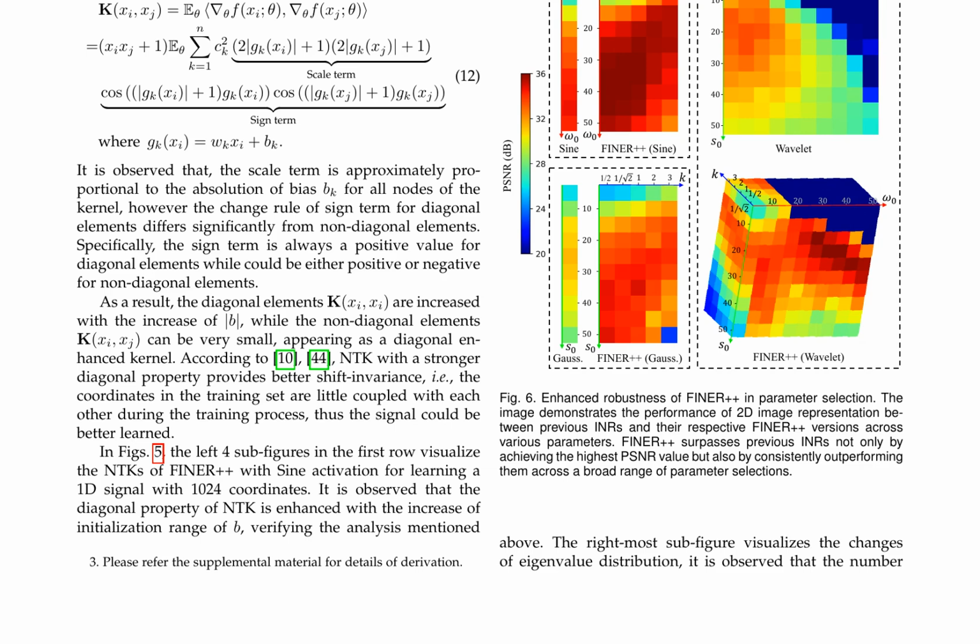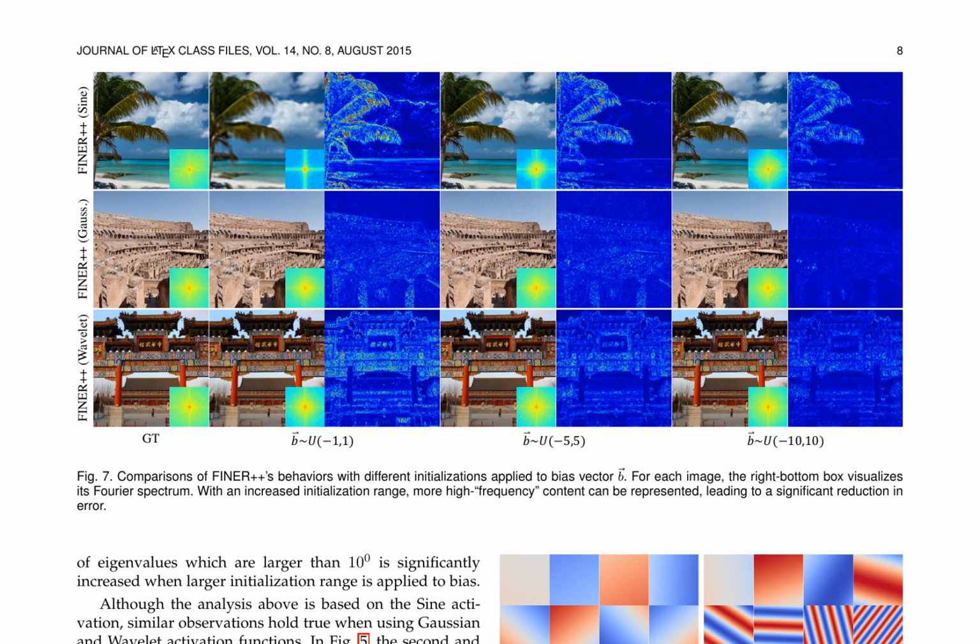The paper also investigates the effect of different initialization ranges of b on the NTKs and the performance of FINER++. Figure 6 demonstrates that FINER++ outperforms previous INRs in 2D image representation tasks, achieving higher PSNR values and exhibiting robustness to parameter selection. The paper attributes this to the additional parameter k, which represents the initialization range of the bias vector, and enhances the robustness of parameter selection.